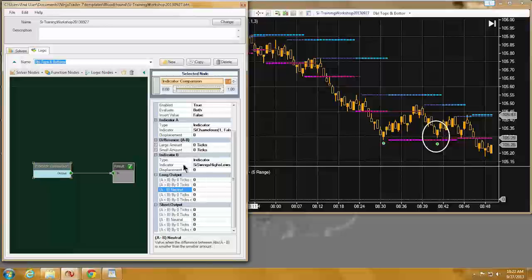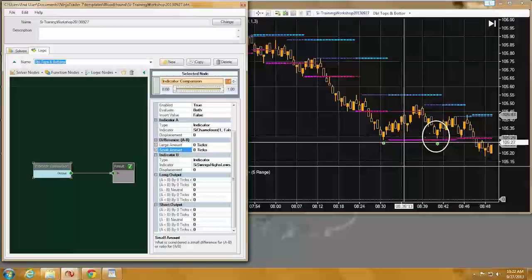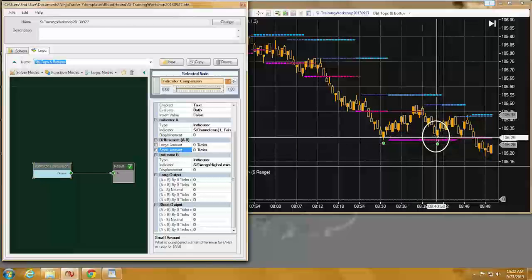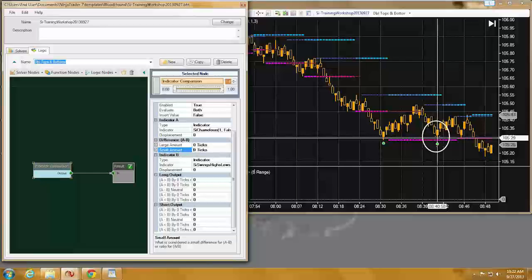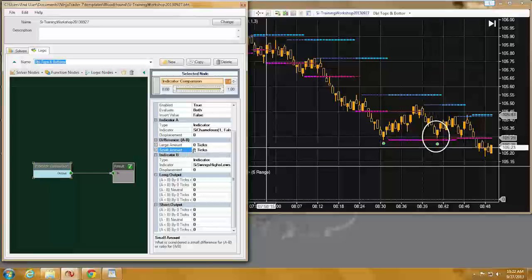But first, what I need to do is determine what kind of range I want to use. I need to give the system some flexibility, because right now we're looking for the low to be exactly touching the plot line, because I have 0 ticks. So this neutral area is the zone between 0 ticks above the plot and 0 ticks below the plot. But I need to give the system some flexibility here.